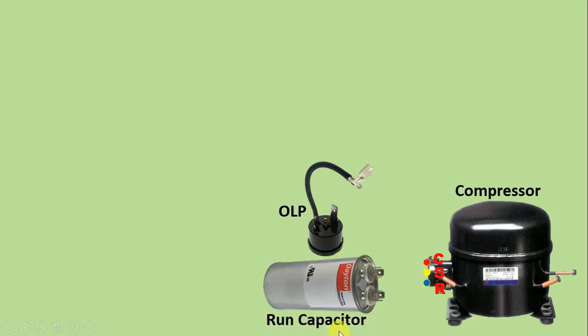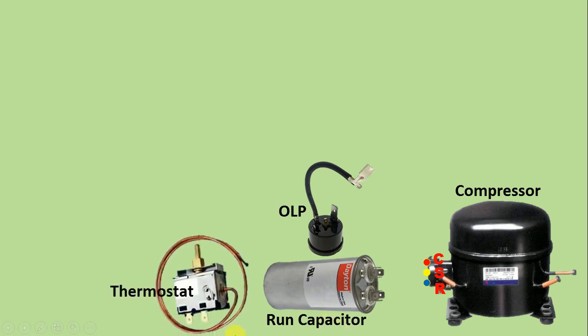After this, in this AC, to sense temperature, one device is connected which is known as a thermostat. The work of the thermostat is, when cooling is maintained, in this condition it turns off the compressor. That is, when room temperature decreases, it turns off the compressor, and when room temperature increases, it instantly turns on the compressor.